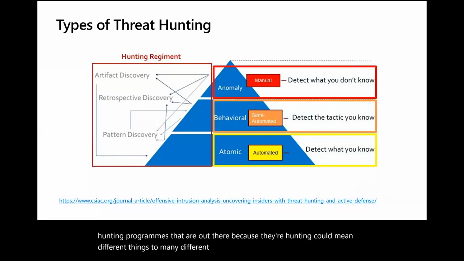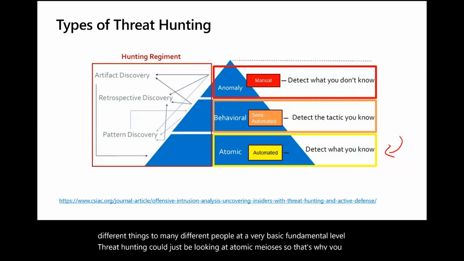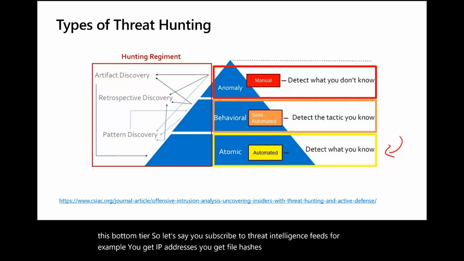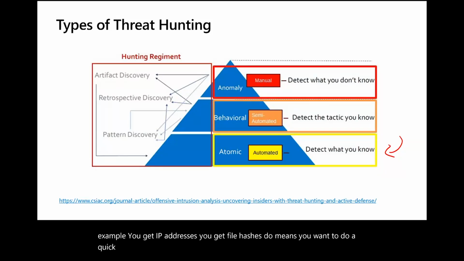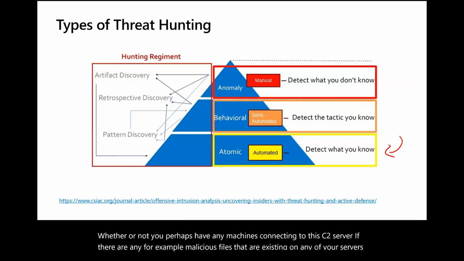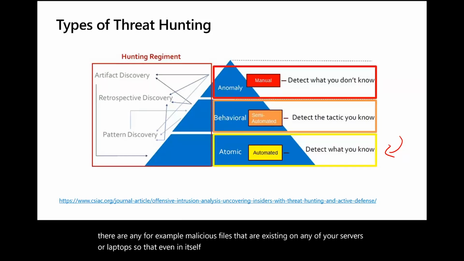At a very basic fundamental level, threat hunting could just be looking at atomic IOCs. So that's what you see at this bottom tier. Let's say you subscribe to threat intelligence feeds, for example. You get IP addresses, you get file hashes, domains. You want to do a quick lookup and search through all of your data, whether or not you perhaps have any machines connecting to this C2 server, or if there are any malicious files existing on any of your servers or laptops. So that even in itself is actually an atomic threat hunt process.